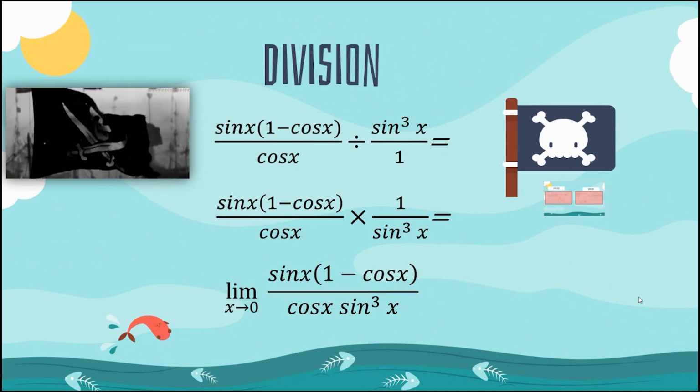So now we have sine of x times 1 minus cosine of x, divided by cosine of x, multiplied by 1 divided by sine cubed of x. When we do our multiplication, our answer will be sine of x times 1 minus cosine of x, divided by cosine of x times sine cubed of x.